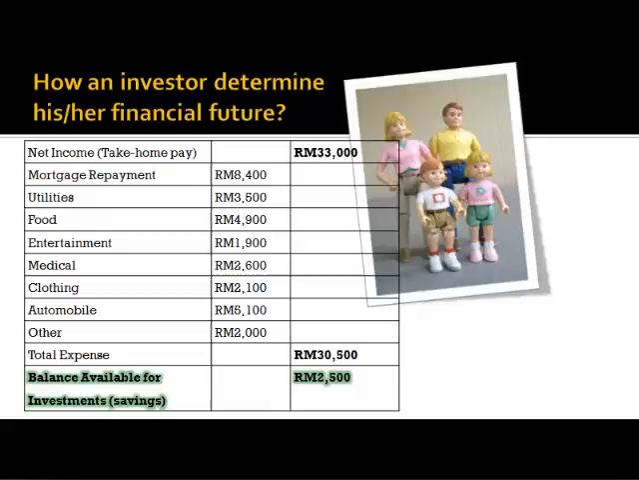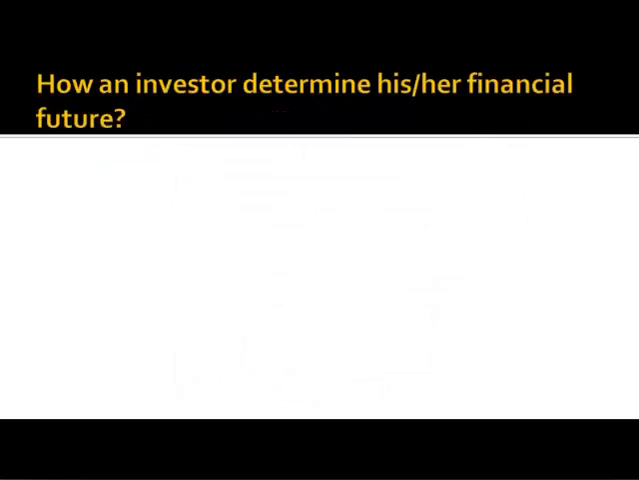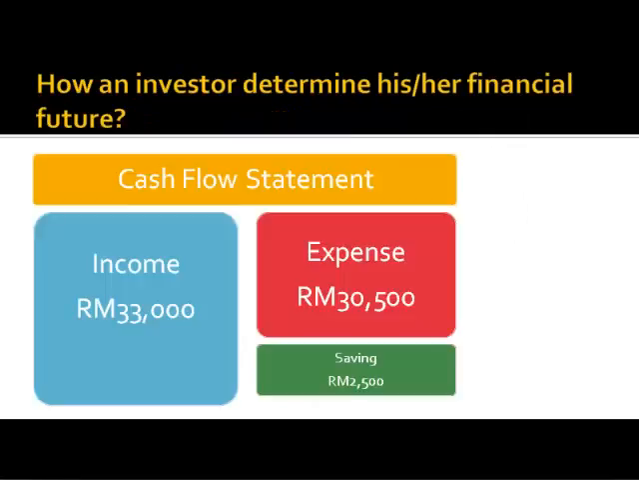So this table is, you can say, a more detailed list of the present financial situation. Of course, from here we can summarize the cash flow statement, which is if we just take the total net income 33,000, total expenses 30,500, and the savings of 2,500. So this should be a summary of the cash flow statement for James' family.